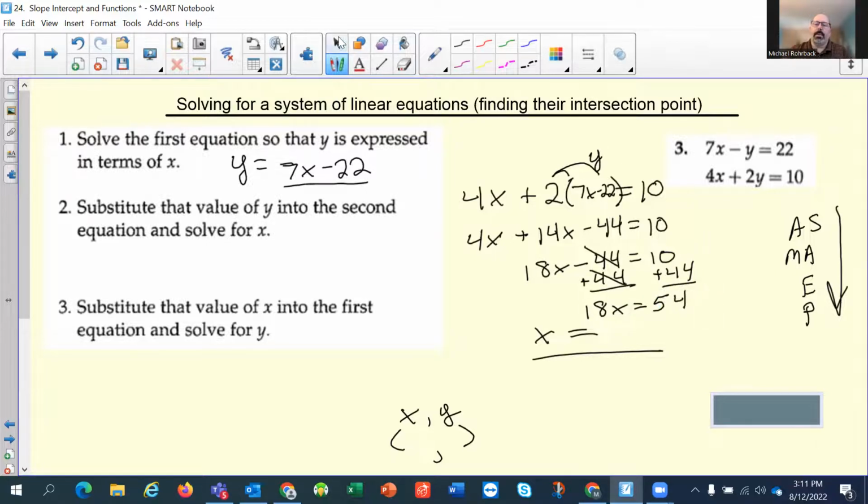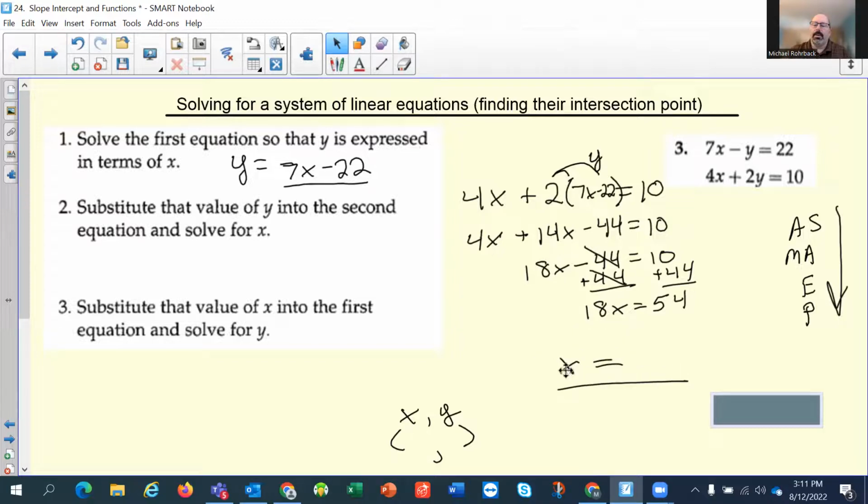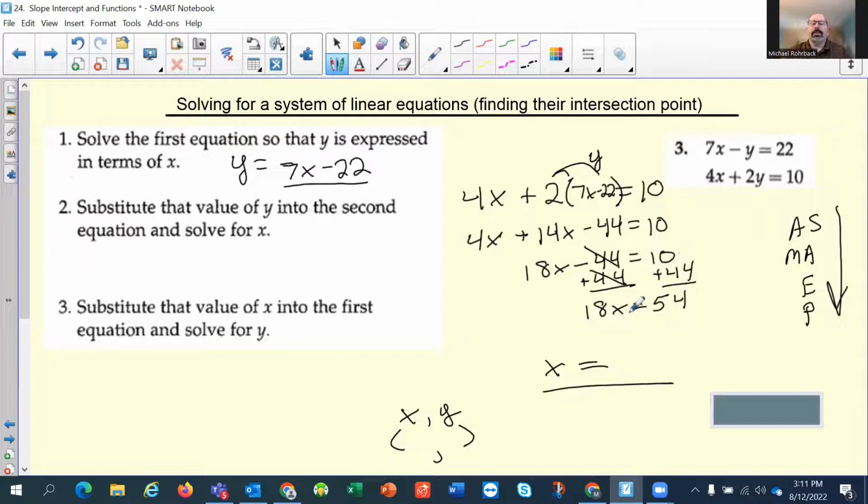And boy, are we almost done. I'll move that down just a little bit. Now we have to get rid of times 18. So divide by 18. 54 divided by 18 is x equals 3. So we know that x equals 3.